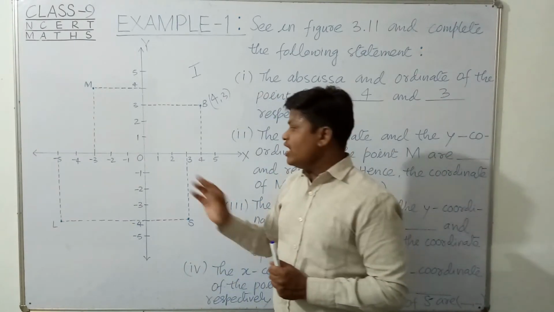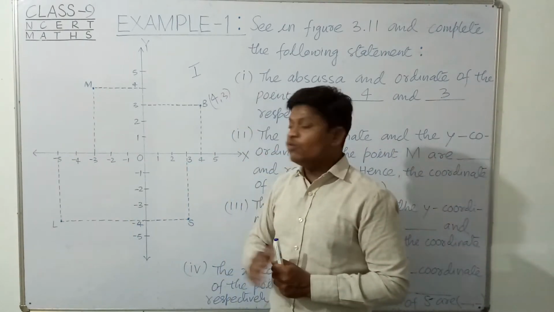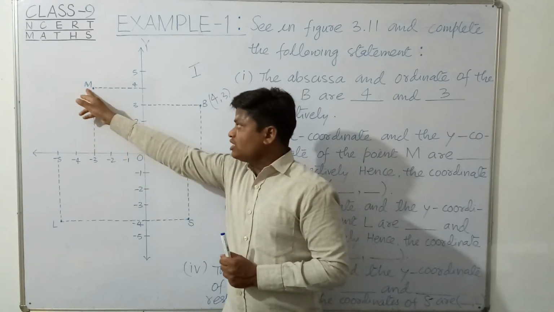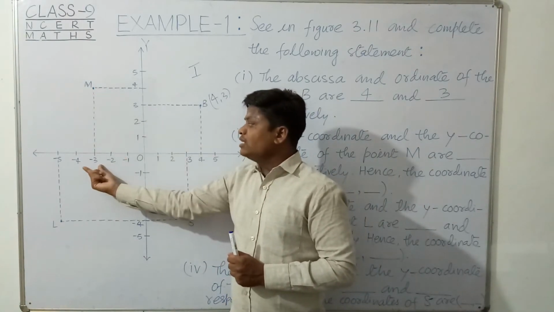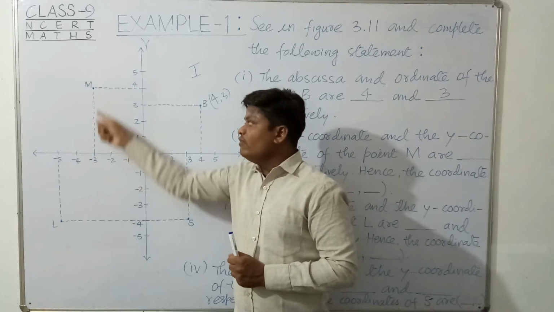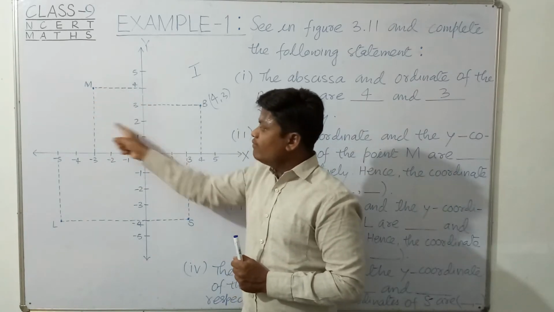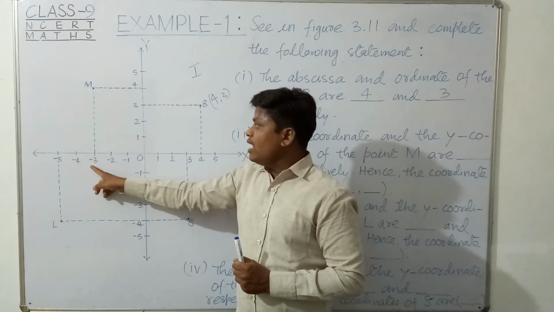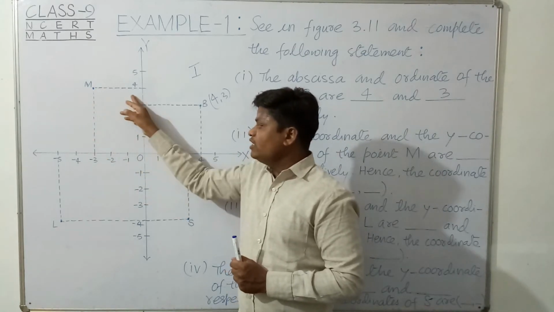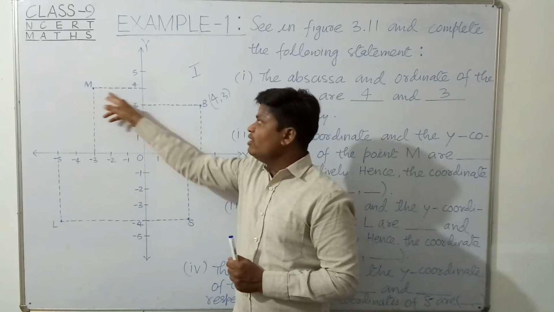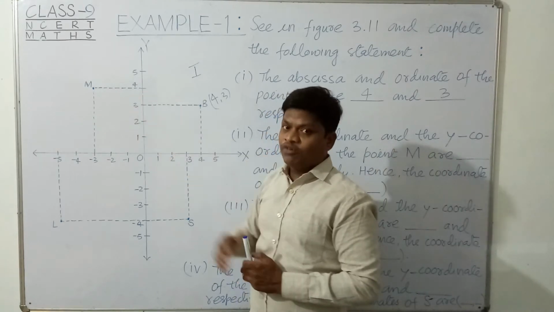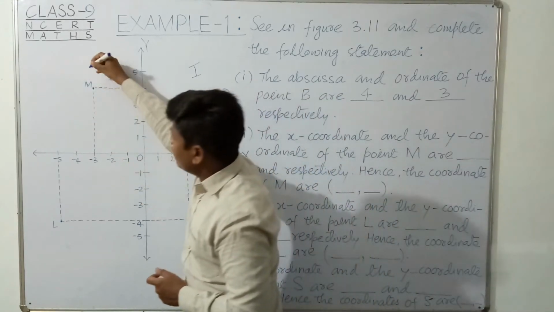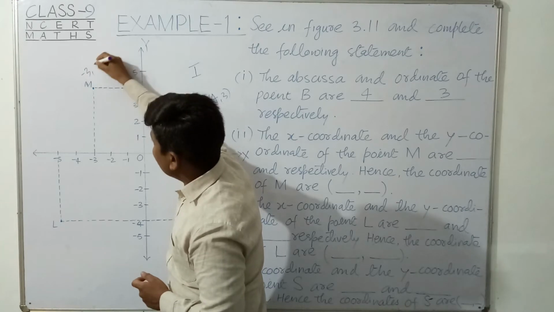So first of all we have to observe the x axis. So what we can get? The x coordinate of the point M is -3. Here you can see that if we draw a line parallel to the y axis, so we will get the x coordinate which is -3, and if we draw the line which is parallel to the x axis, so we will get the y coordinate which is 4. So here we can easily write the coordinate -3, 4.